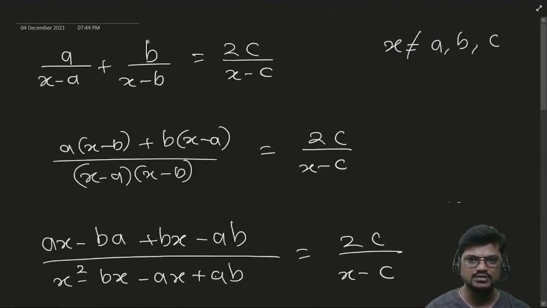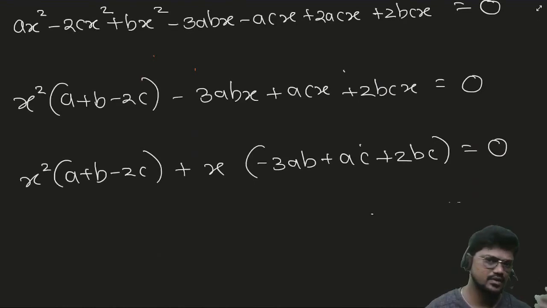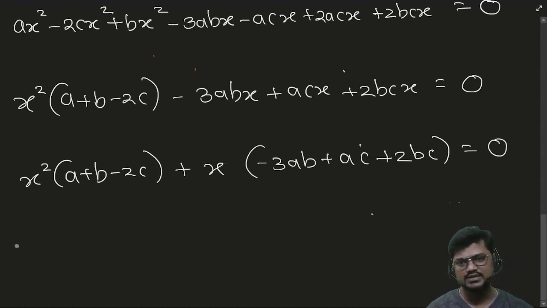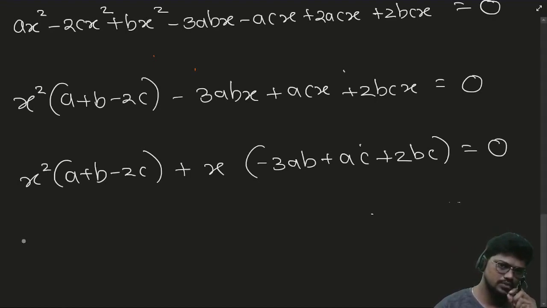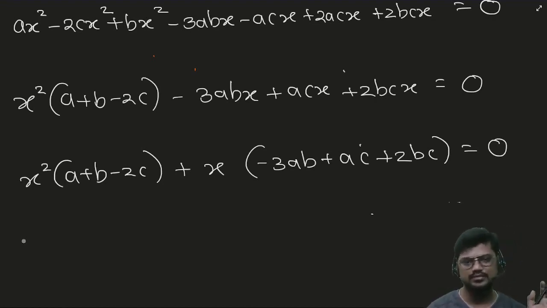So what you have to find in this? You have to find the values of x. Yes, sir. x square into this and x into this. So if I take x in common in this, either x equals 0 is there, one of the roots will be x equals 0, and the other roots will be in terms of a, b, c. Yes, the answer is like that.